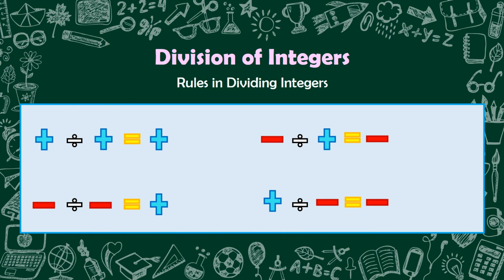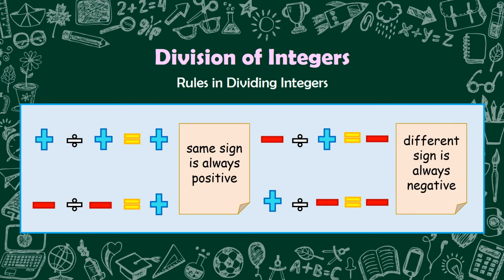Look at this representation of rules in dividing integers. So if we have same sign or positive divided by positive and negative divided by negative, our final answer is always positive. And if we have negative divided by positive or positive divided by negative or dividing different sign, our answer is always negative. So it is the same with the rules in multiplication of integers.